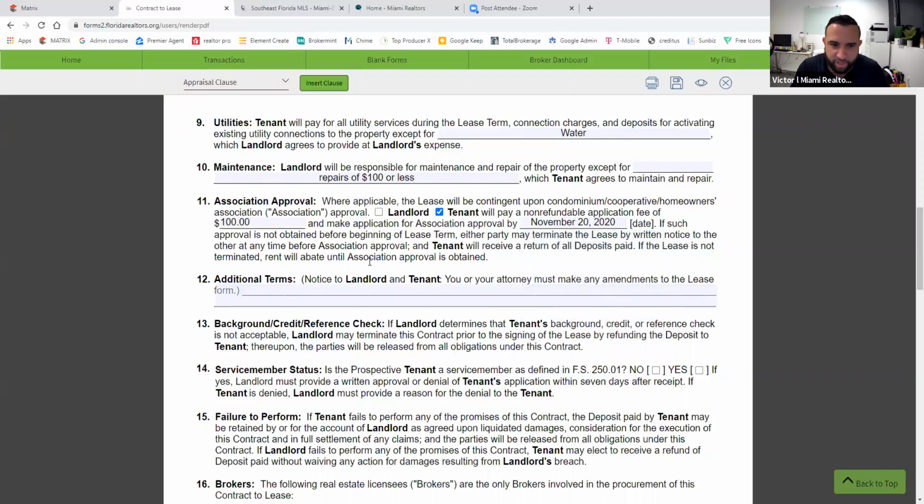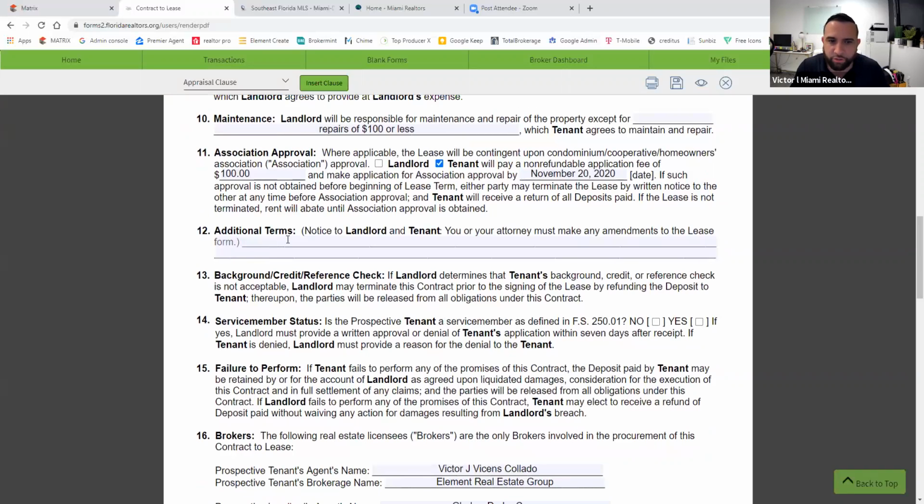All right. Number 12, additional terms. Here's where you guys will put anything. Now, what I will tell you is, before you put in your offer or as you show rentals, remember, guys, that most landlords are renting properties as is. Of course, everything's negotiable, but you have to set the expectation with your clients that the property is being rented as is. You could ask for repairs.